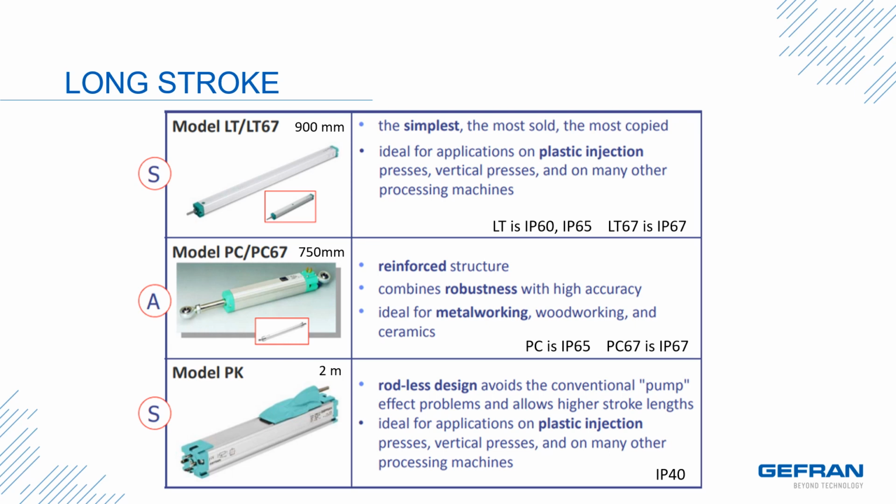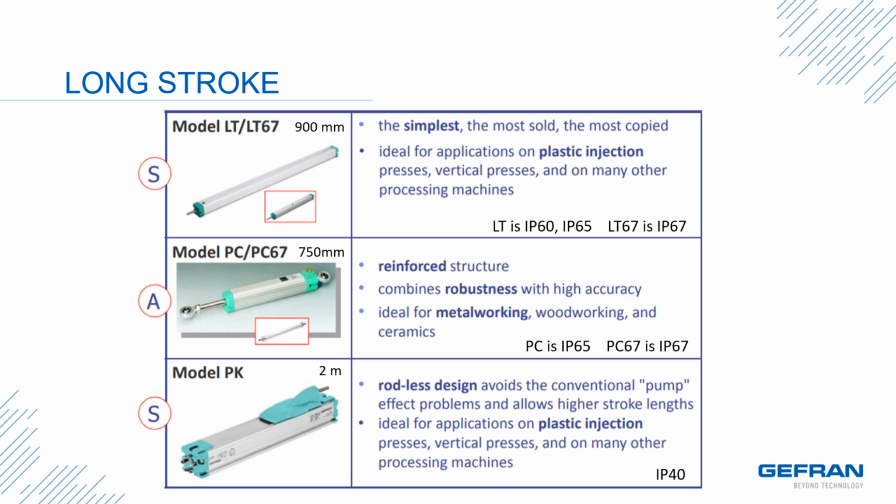First, let's look at some examples of long stroke sensors. The LT series has a profile body shape, is bracket mounted, and has an extendable rod. It can measure up to 900 millimeters. It is the simplest, most sold, and most copied of all of our models. It is ideal for plastic and rubber injection presses, vertical presses, and many other processing machines. The LT model is available in either IP60 or IP65, and the LT67 model is rated IP67.